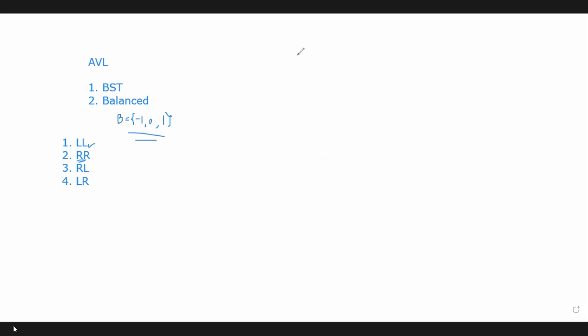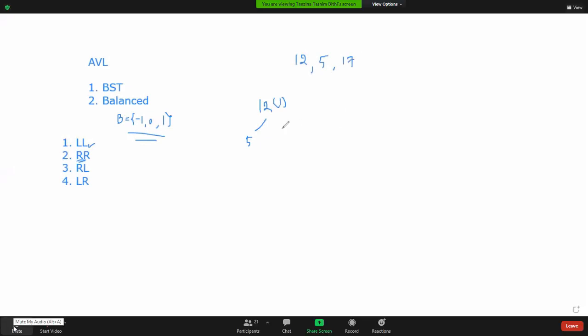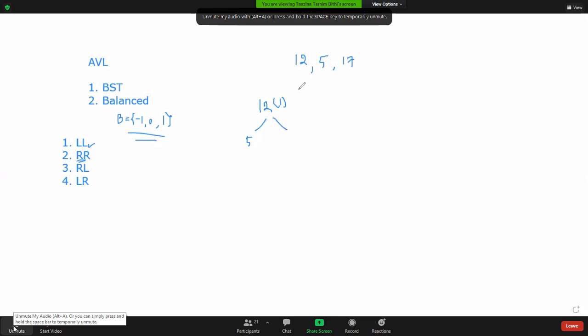Okay, so now suppose the first node is 12. This is the root node. So we can insert it here, and its balance factor is 0. Now, the next node is 5. Is it less than 12? Yes. So we will insert it in the left subtree. After inserting 5, now calculate the balance factor. For 12, the balance factor is 1, and for 5, the balance factor is 0. And now the next node is 17. In which side will we insert it? The right side, because 17 is greater than 12.